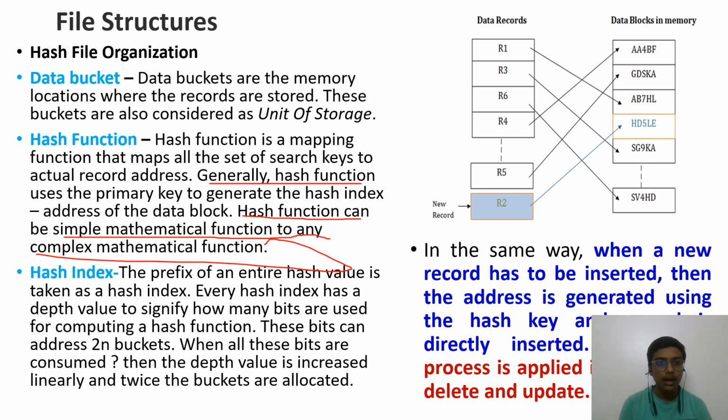So there are hash file organization, data bucket. Data buckets are the memory locations where the records are stored. These buckets are also considered as unit of storage. Then hash function. Hash function is the mapping. So hash function is a mapping function that maps all set of search keys to actual record address. And third one is hash index. The prefix of entire hash value is taken as hash index. Every hash index has depth value to assign how many bits are used for computing the hash function.